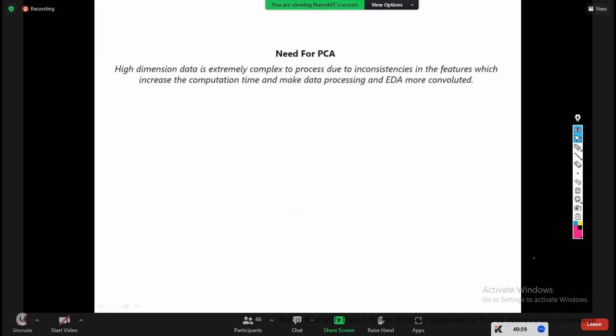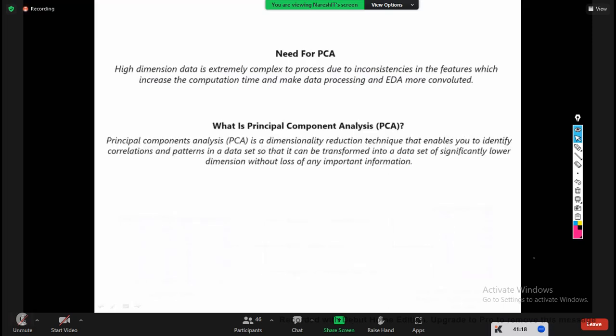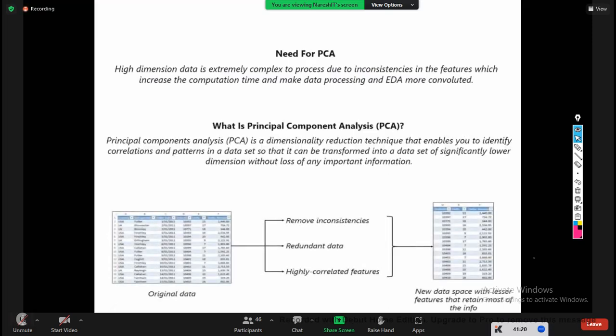Now, we use PCA when we have high dimensional data, that is, more input columns. Then automatically it increases the computational time and makes the data pre-processing or EDA, everything more convoluted. It means it will take more time. Okay, it is going to disturb more. Now, what is PCA? PCA is a dimension reduction technique that enables you to identify the correlations and patterns in the data set.